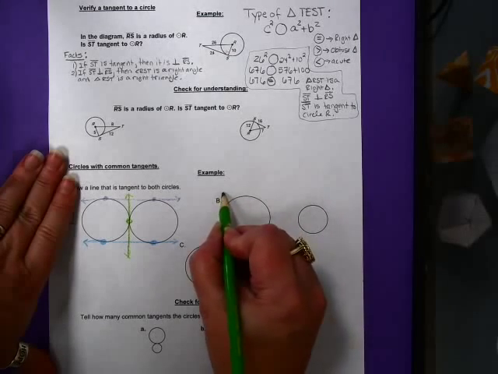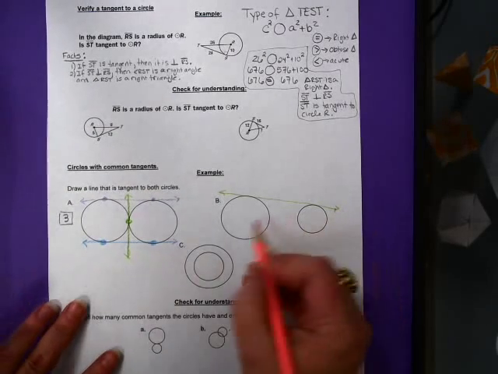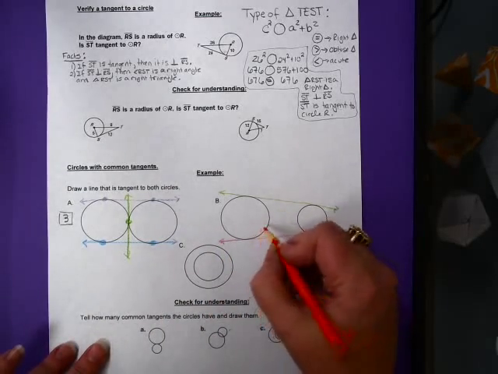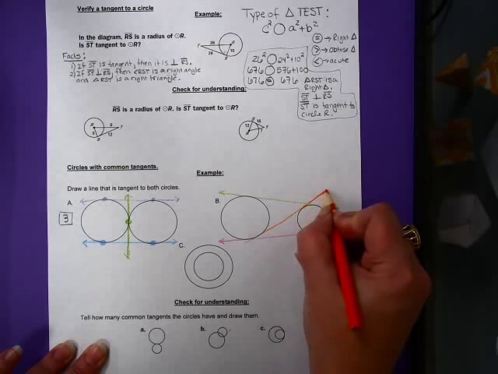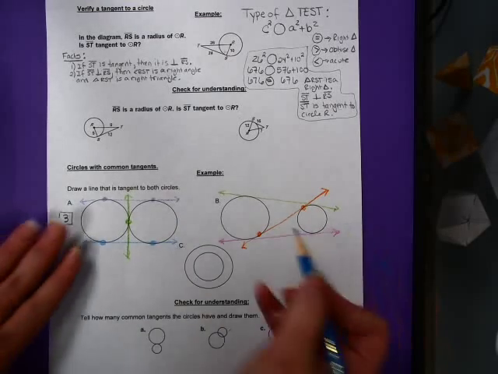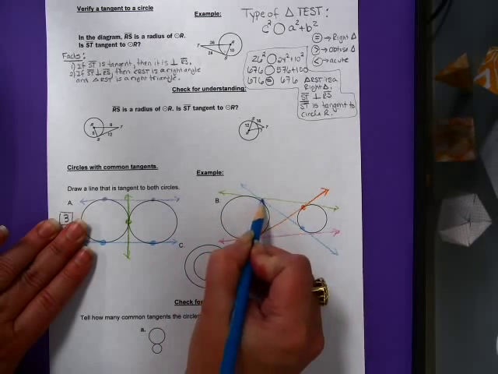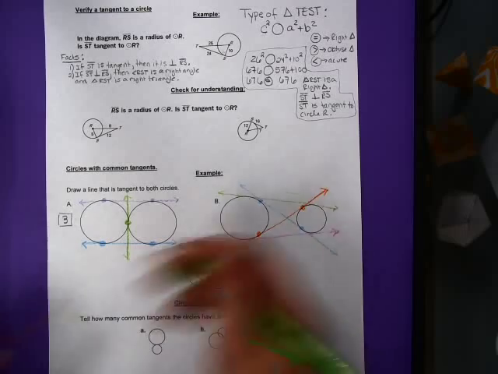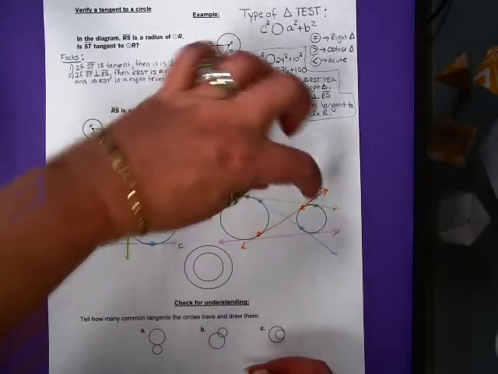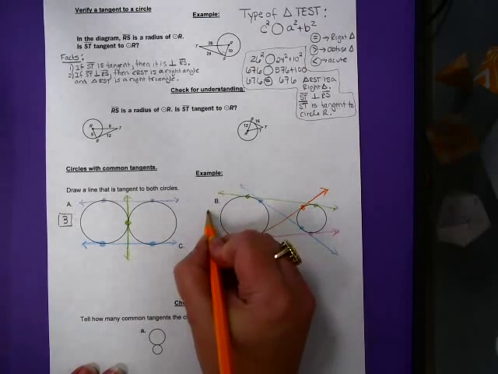All right, let's look over here. This one, I have 1 here. I have 1 here. I have 1 here. That's tangent here and here. And then I have 1 here. It's tangent here and here. Okay, so that means that I have 1, 2, 3, and 4 tangent lines, 4 common tangents.